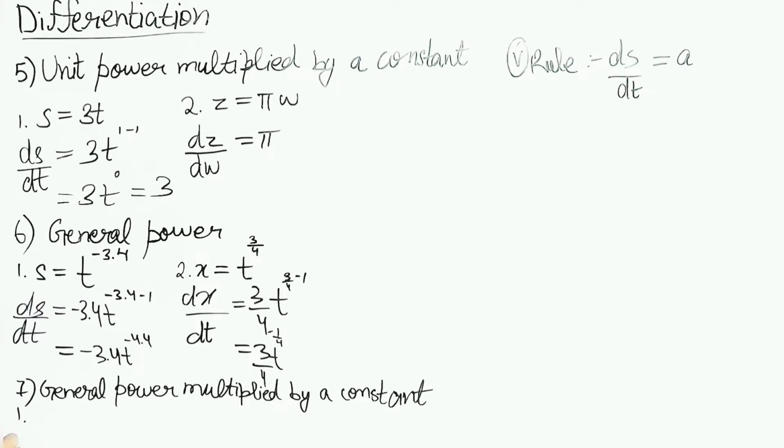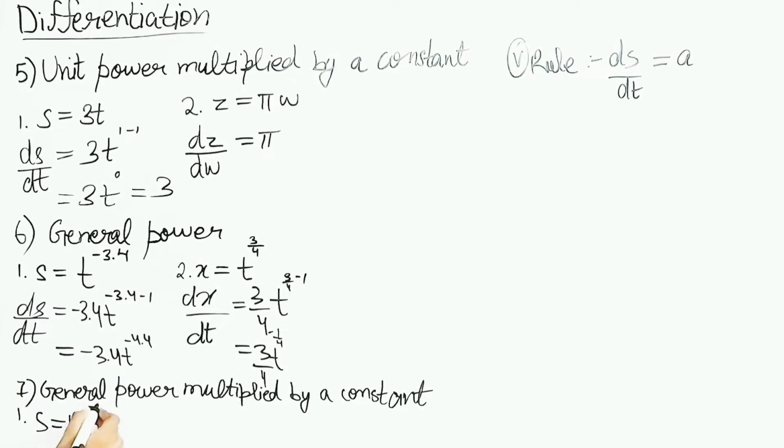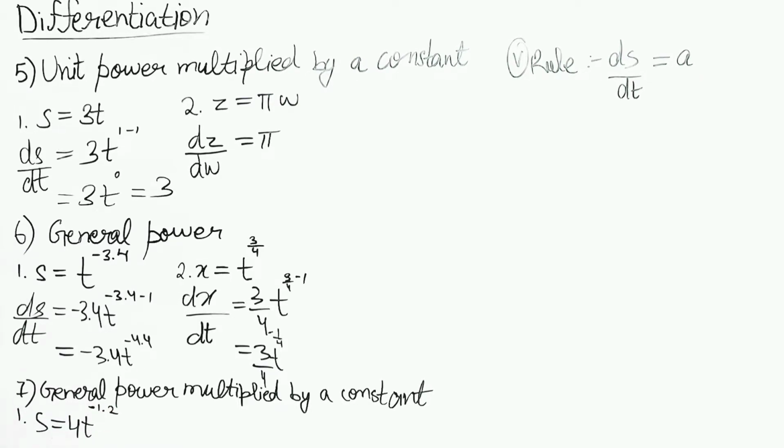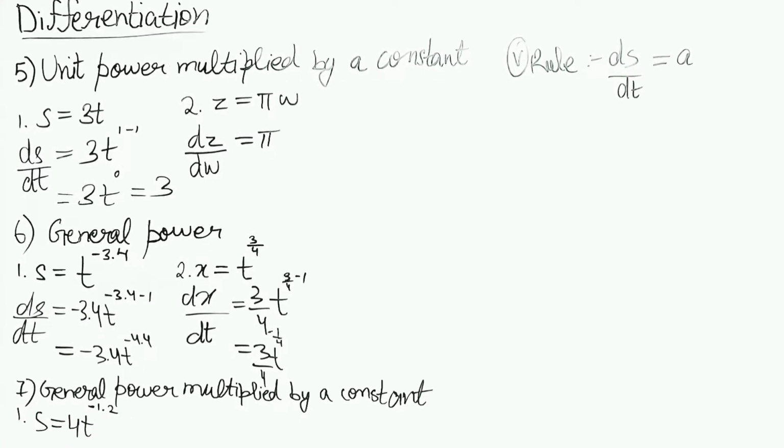Let's take something like s is equal to 4t to the power negative 1.2. Okay, it looks interesting, right? Okay, let's do this one. Negative 1.2. So this is what we will have in this condition. s is equal to 4t to the power negative 1.2. Is that okay? Absolutely. Let's go.